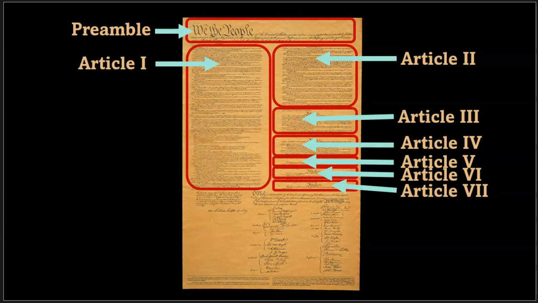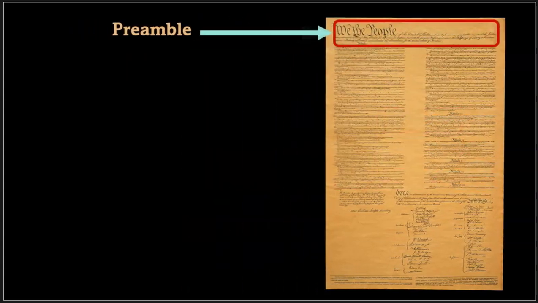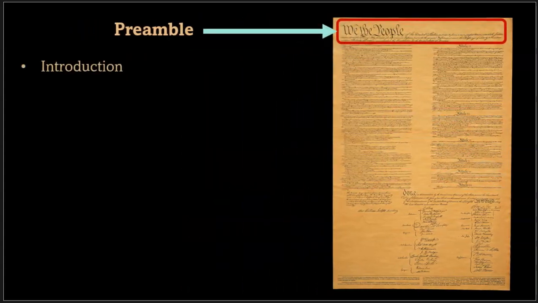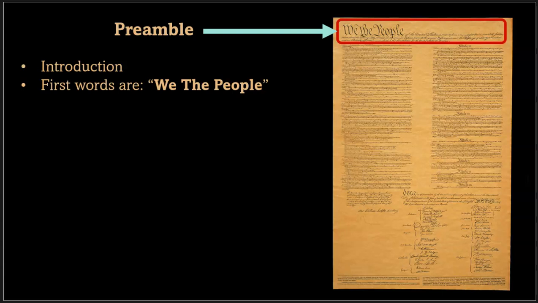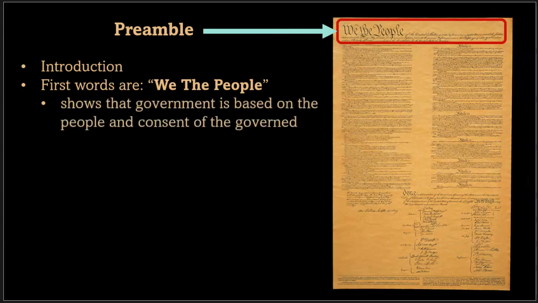So first of all, we've got the preamble, which is not an article but an introduction, and then there are 7 articles. So I want you to know the basic idea of each of these 7 articles. But let's start with the preamble. The preamble is an introduction to the Constitution. It gives us the first 3 words, "we the people," which shows that the government is based on the people and the idea of consent of the governed. And it's in the preamble where it says, "we the people," in order to form a more perfect union. There's one of the first purposes. There are 6 purposes.